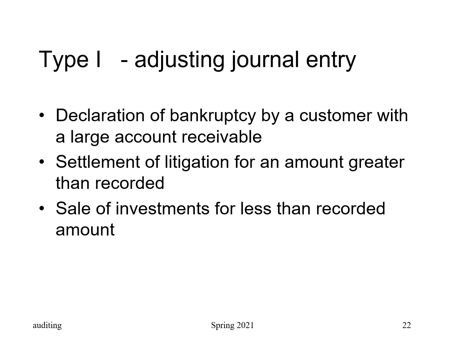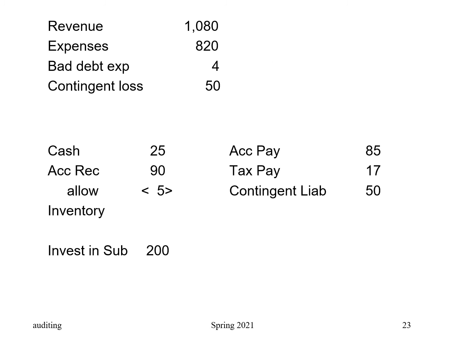Settlement of litigation for an amount greater than recorded. Sale of an investment for less than the recorded amount. So let's look at our little make-believe financial statements here. We've got accounts receivable. We only have 9 customers. Each one of our customers has a balance of $10. So in January, one of their customers goes bankrupt. Gosh, would I have a bigger allowance for doubtful accounts had I known that customer was in financial distress? Yeah, I think so. Okay, then book the entry.